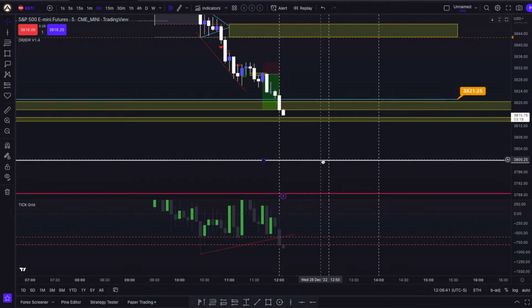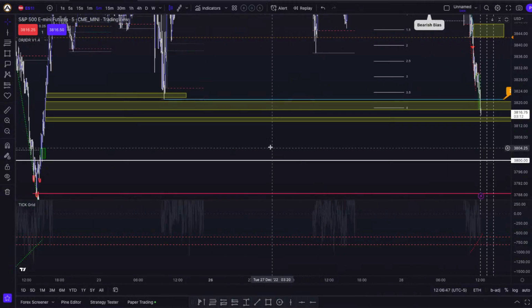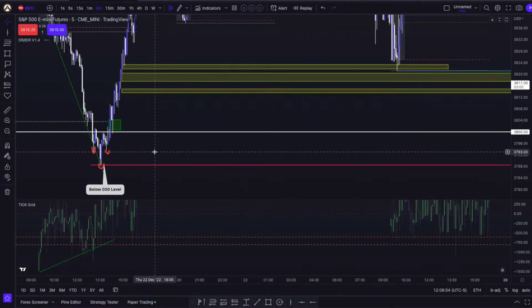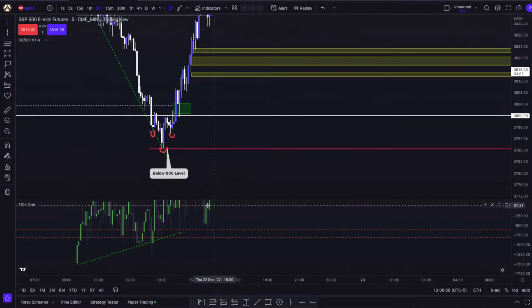Maybe we see a drop below 3,800 today, which actually would be nice, because last time when we dropped below 3,800 we had this massive reversal opportunity here with this inverted head and shoulder pattern, and also a very similar tick grid divergence here.